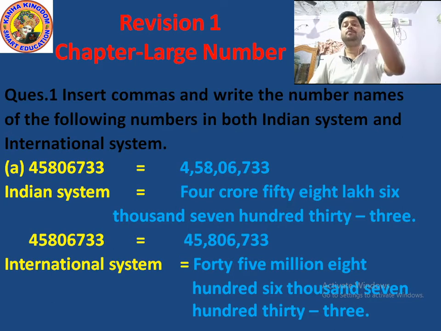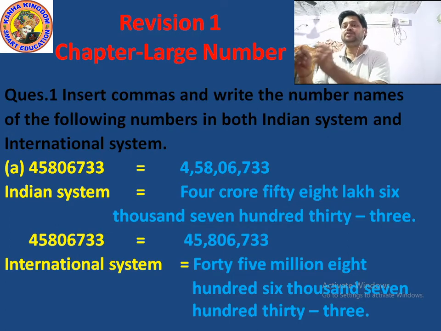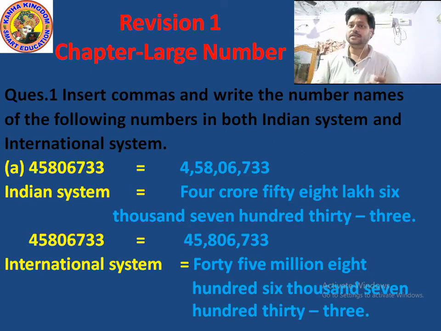So 45 millions. And after that 806, how can you read 806? 806, where? In the thousand period. So 806,000. And after that 733, how can you read? 733. Clear? So understand how you can read properly? 45 millions 806,733. Clear? Understand? Very good.